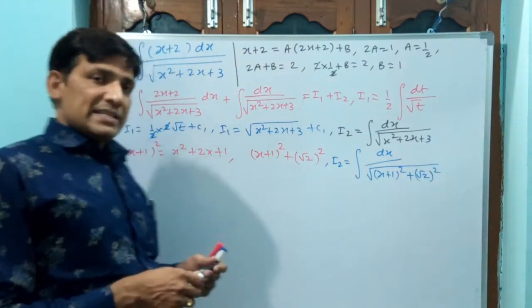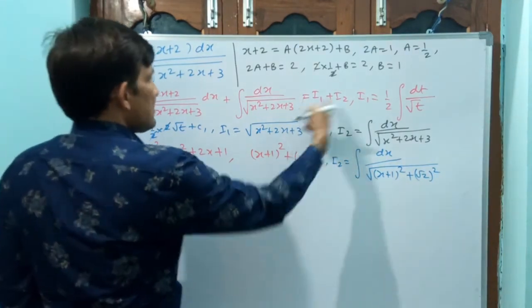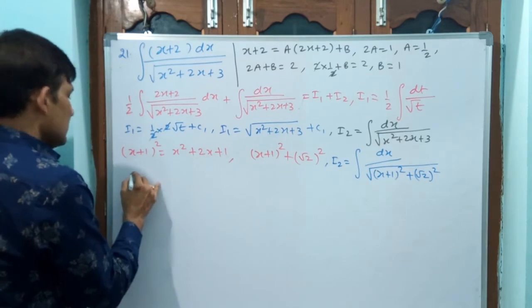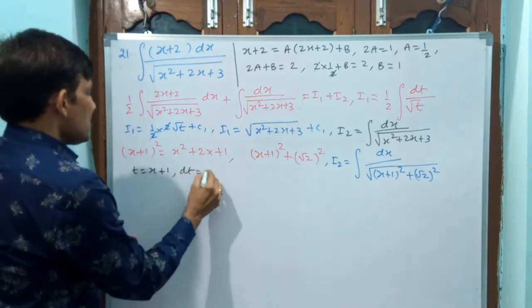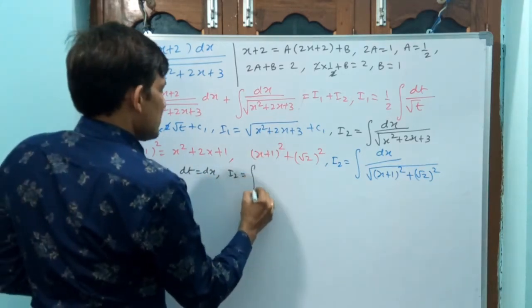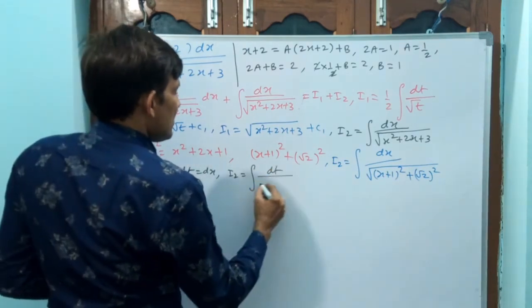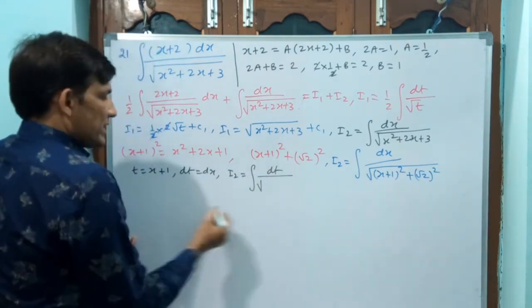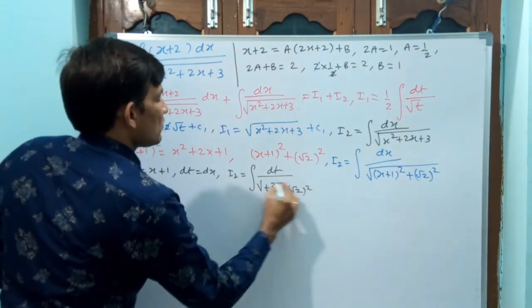You take x plus 1 as t again. For I2 this is t. For I1 t is different. Okay, like that you have to think. Okay, let t is equal to x plus 1, dt is equal to dx. Then again you rewrite I2. I2 is equal to integral dt. Why? Because dx and dt are both the same. dt by square root of t square plus root 2 whole square, where t is x plus 1.